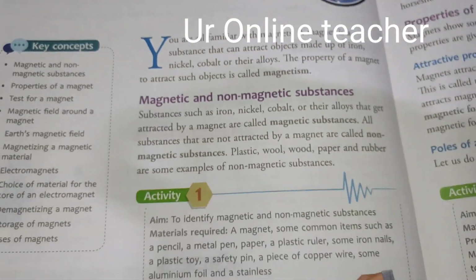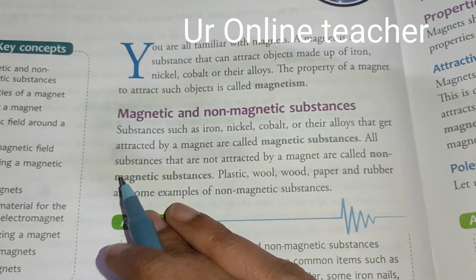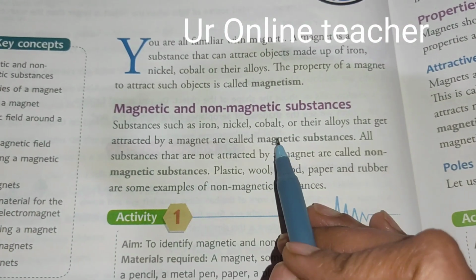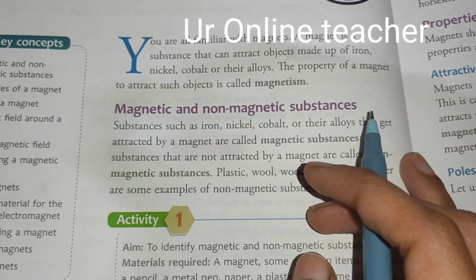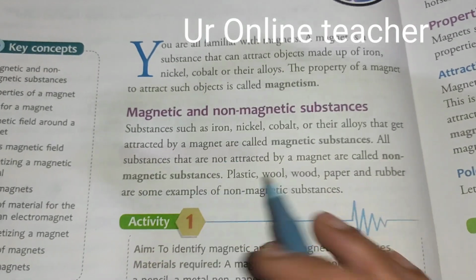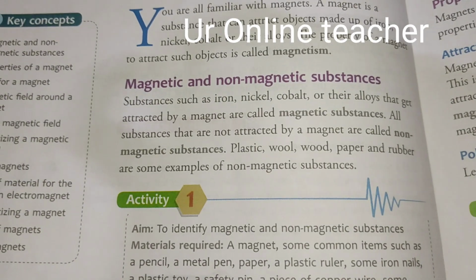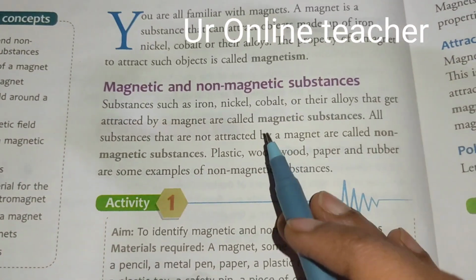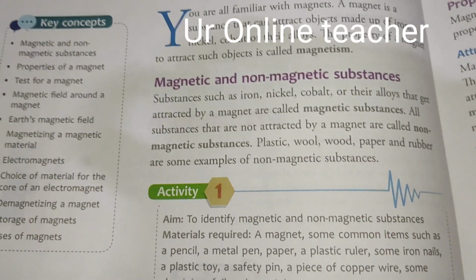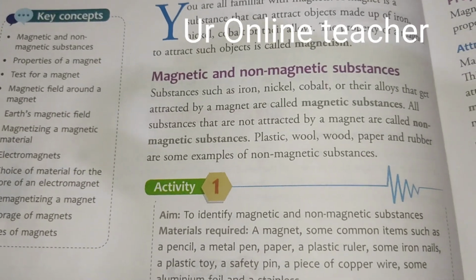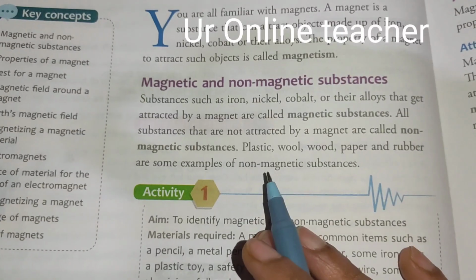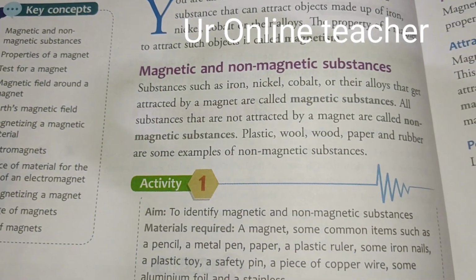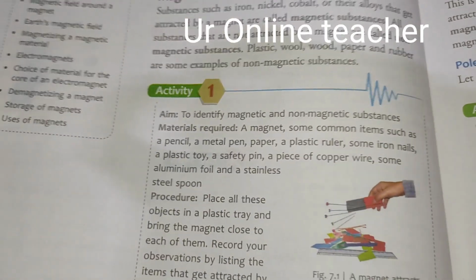So what are magnetic and non-magnetic substances? Let's see. Substances such as iron, nickel, cobalt or their alloys will get attracted to a magnet. Whatever substance gets attracted by a magnet is called a magnetic substance. If it does not get attracted by a magnet, it is called a non-magnetic substance. For example, plastic, wool, wood, paper and rubber are non-magnetic substances.